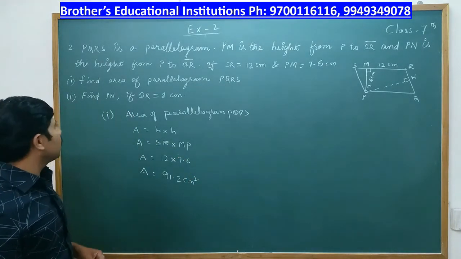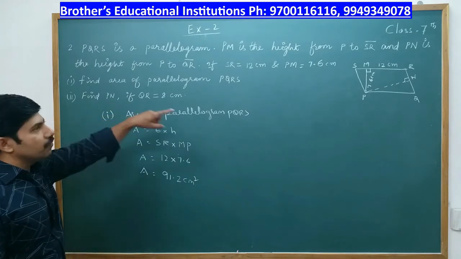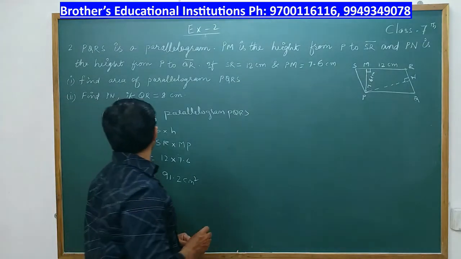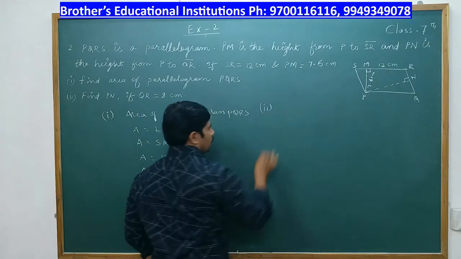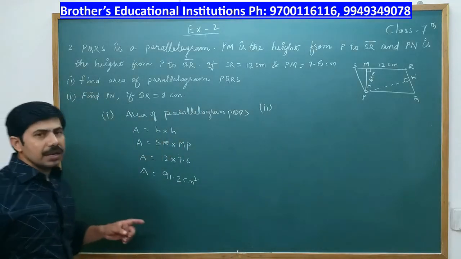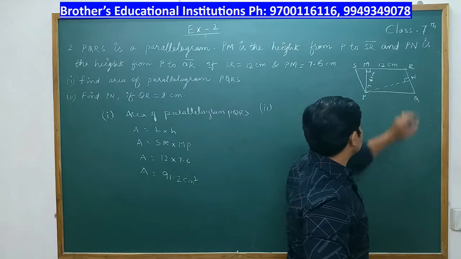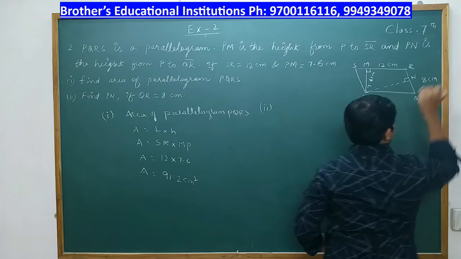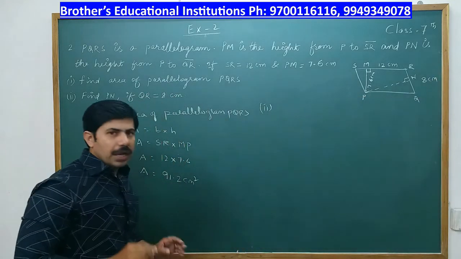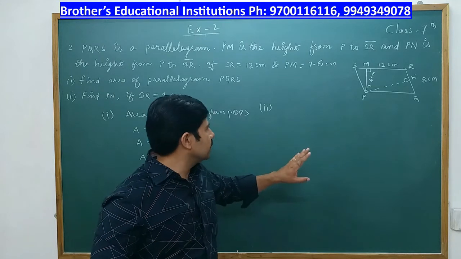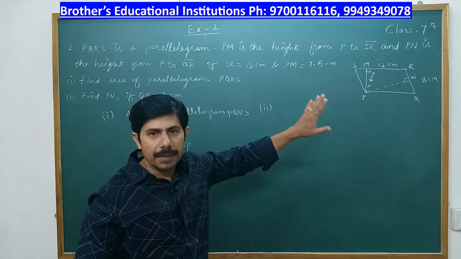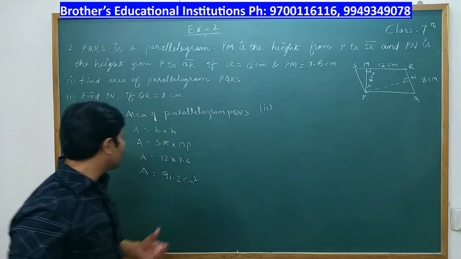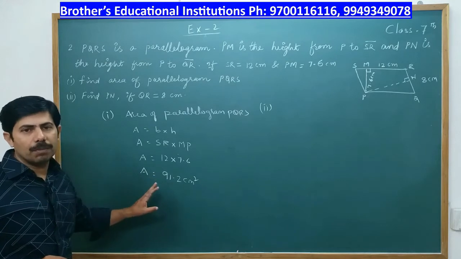Now after this parallelogram, we have to find out PN if QR is equal to 8 centimeters. In order to find the second one, PN is nothing but an altitude, and QR is given as 8 centimeters. So clearly, in the second case, QR will become the base and PN will become the altitude, and the area is the same. Same means what? Area is nothing but 91.2 centimeters square.